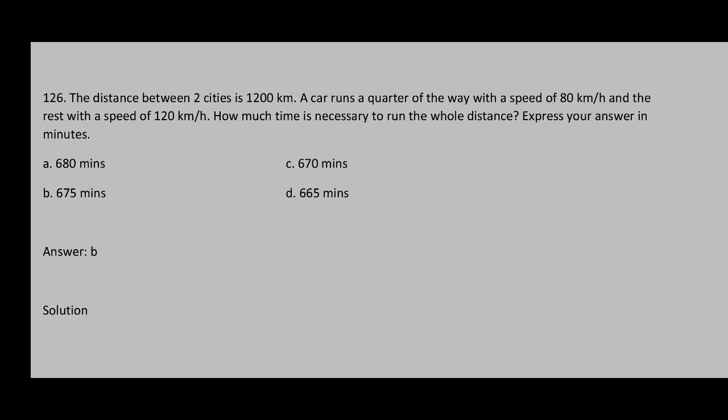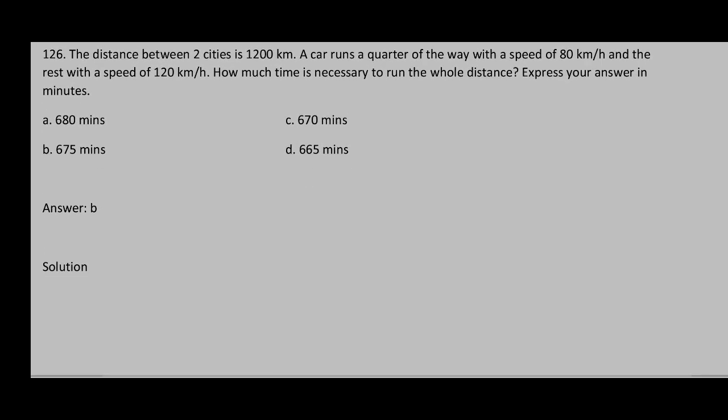Next, problem 126. The distance between two cities is 1,200 kilometers. A car runs a quarter of the way with a speed of 80 kilometers per hour and the rest with a speed of 120 kilometers per hour. How much time is necessary to run the whole distance? Express your answer in minutes. Sagot daw dyan ay letter B, 675 minutes. Pag nakita mo yung problem niya sa board exam, sagot daw dyan letter B, 675 minutes.